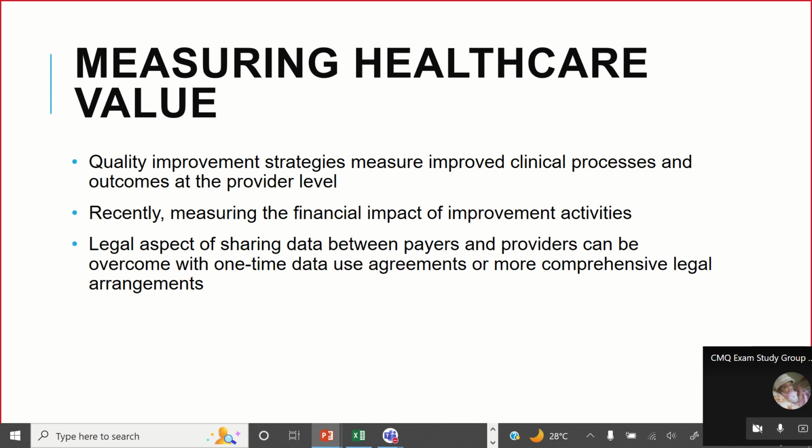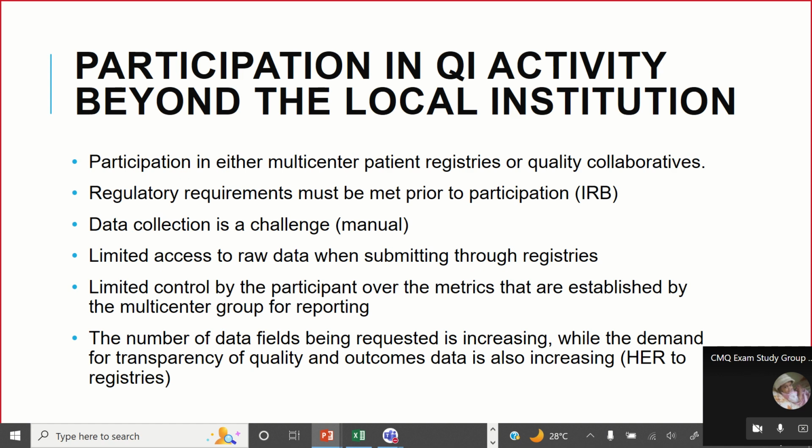cost. And then they also talked about the challenges with the legal aspect of sharing data between payers and providers. So even the sharing of data between, for example, the hospitals and the insurance company is a challenge. And they say that these kinds of things can be overcome with a one-time data use agreement or more comprehensive legal agreements that allow the providers and the payers to access more details and data as they go.